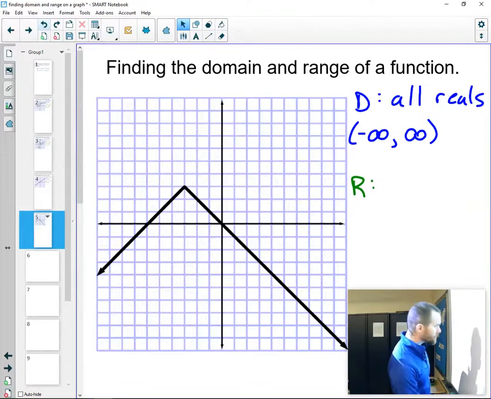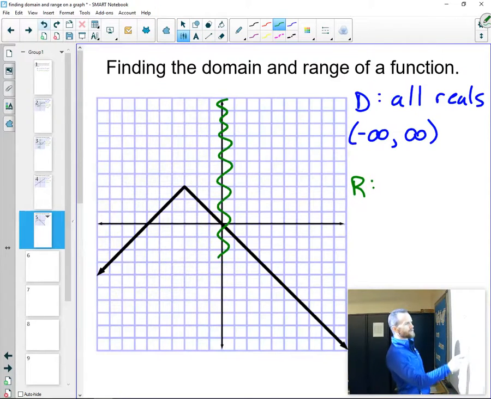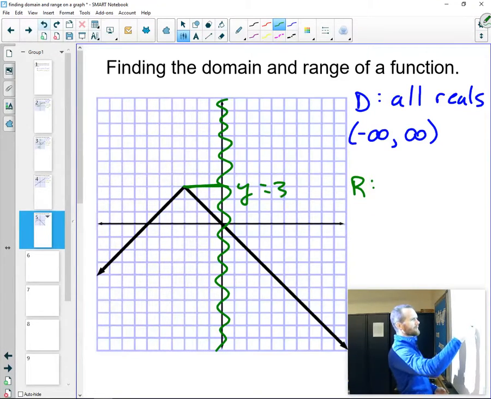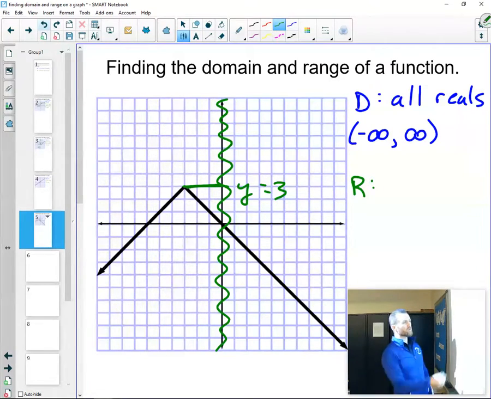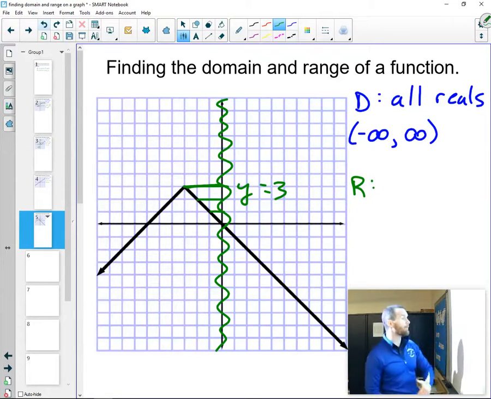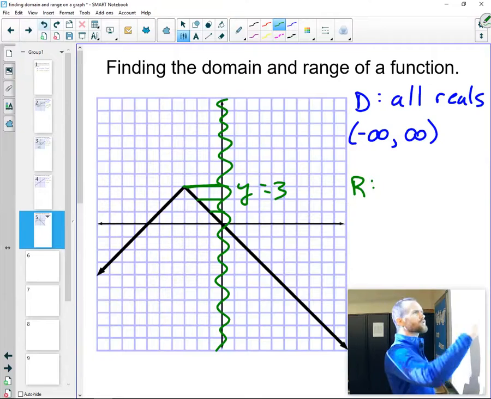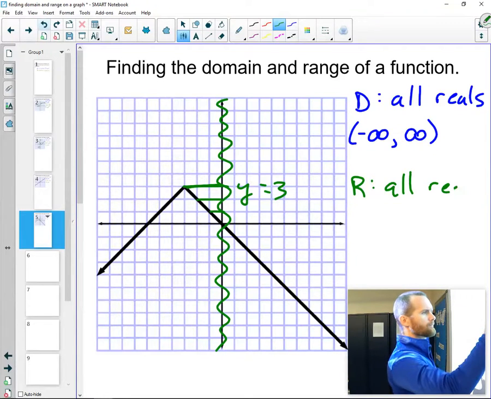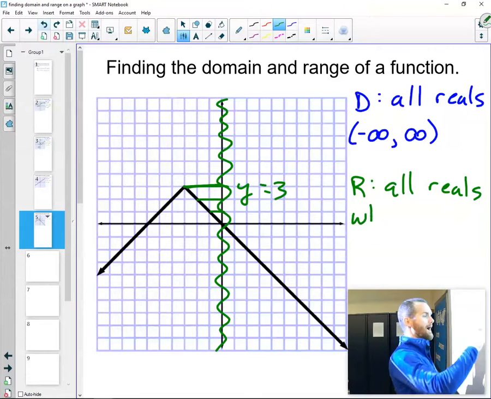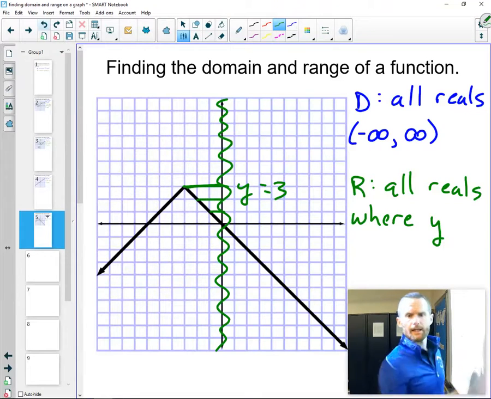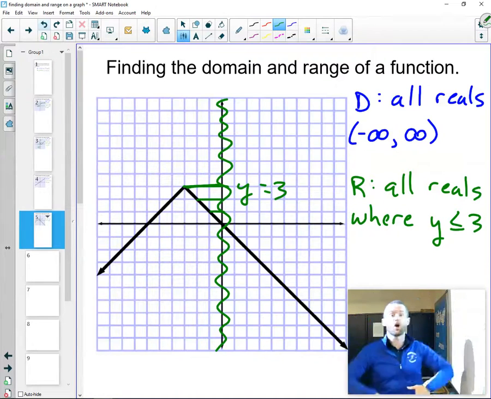Then for the range, we're focusing on the y values, and I do see y values that will not work. The first y value that will work is right there, which is y equals 3. That's going to be the first range value we have. And this is a little bit different. This is the first one where it's everything below positive 3. So the range would be all reals where y is less than or equal to 3, because the range values are all below 3.